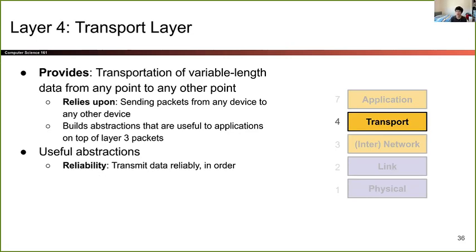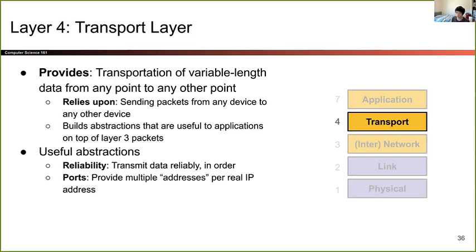The useful abstractions that we'll talk about are reliability. We want to send something and make sure it's received by the other side. And when we send, say, 2 pieces of data, we want those pieces of data to be sent in the correct order. I don't want my messages to accidentally be reversed into the wrong order.